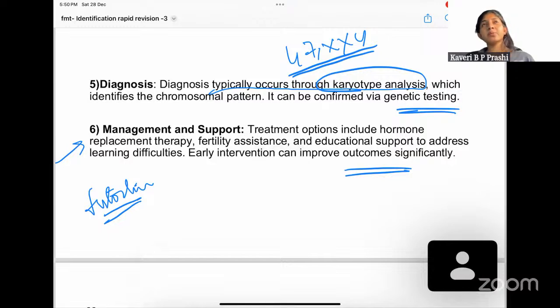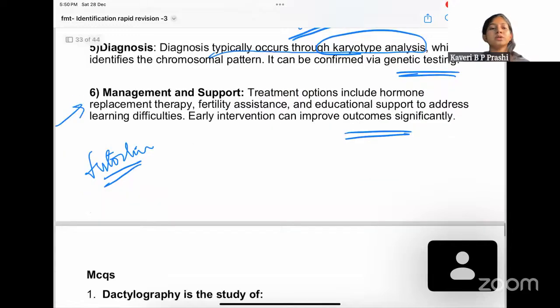Remember, the three main important things seen in men: 47XXY, an extra X chromosome that causes non-disjunction during meiosis. And then they have learning difficulties, tall stature, less muscle tone, decreased testosterone, therefore gynecomastia, delayed puberty, and infertility. So these are the things that you have to remember.